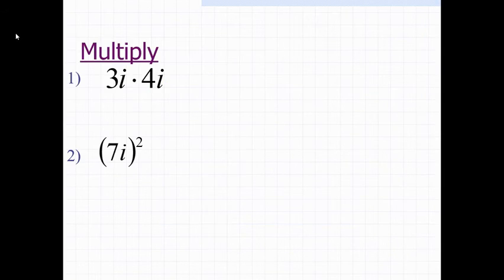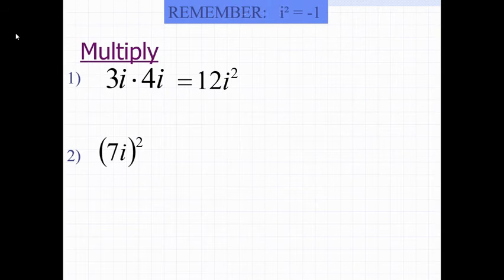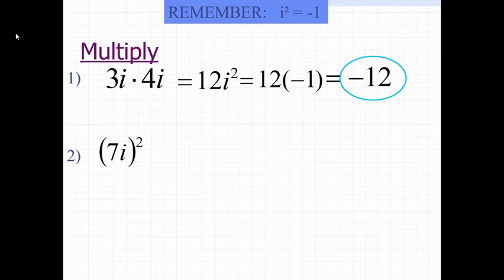Multiplying and dividing complex numbers. Now we have to be careful with our i's and we have to use our exponent rules, okay? So here we're going to have 12i squared. Remember, i squared is equal to negative 1. So this is going to become 12 times negative 1, and this will become negative 12.